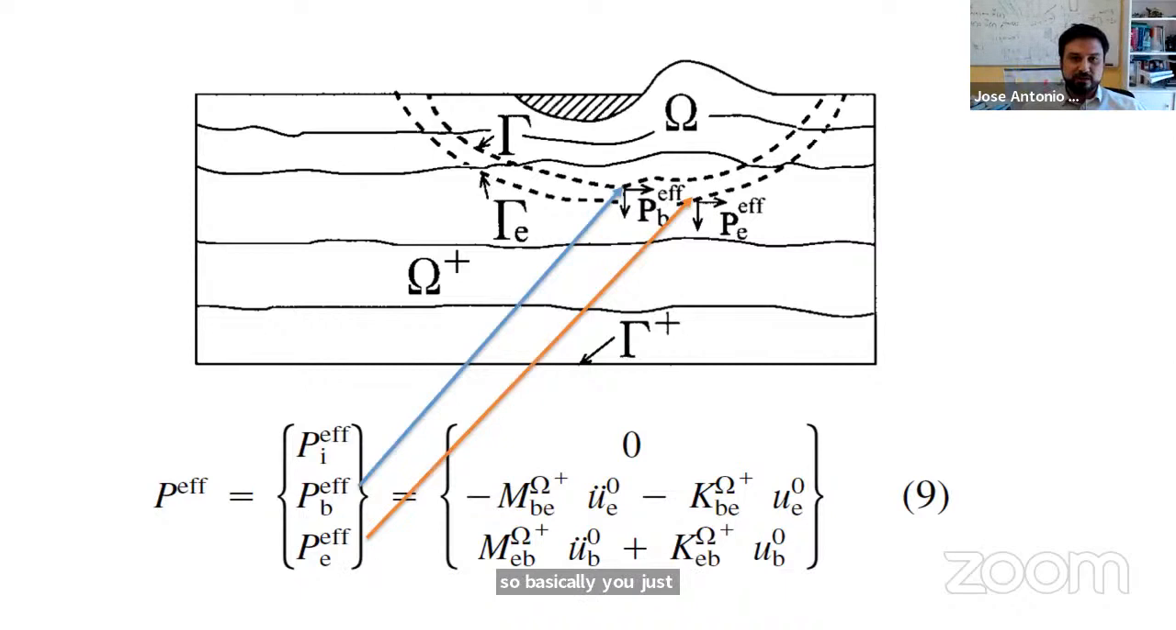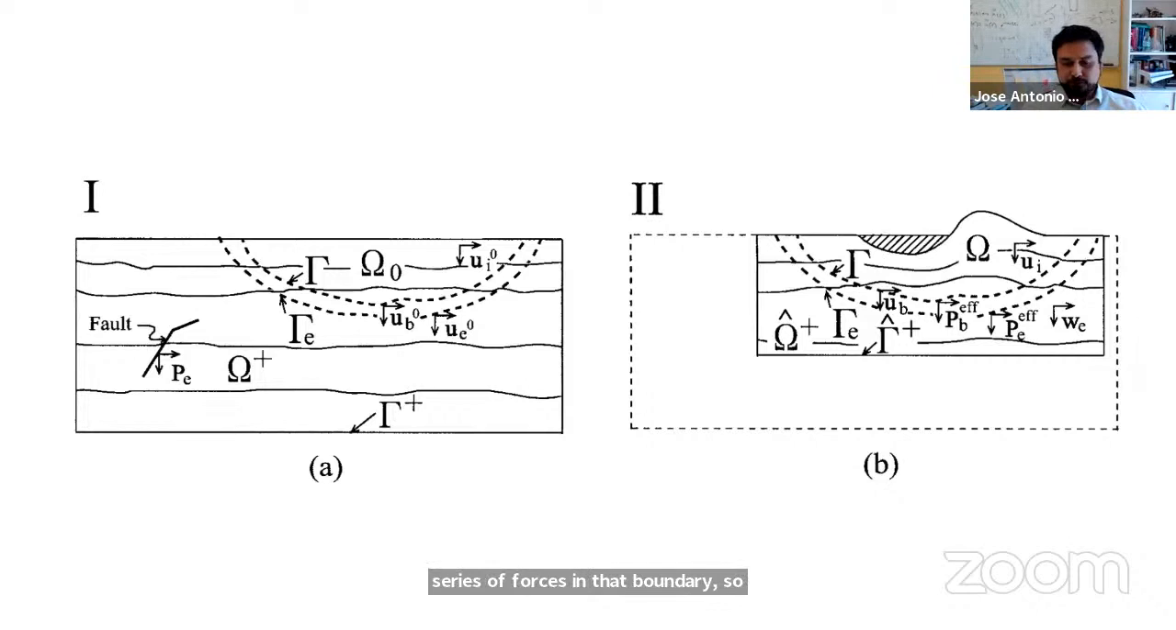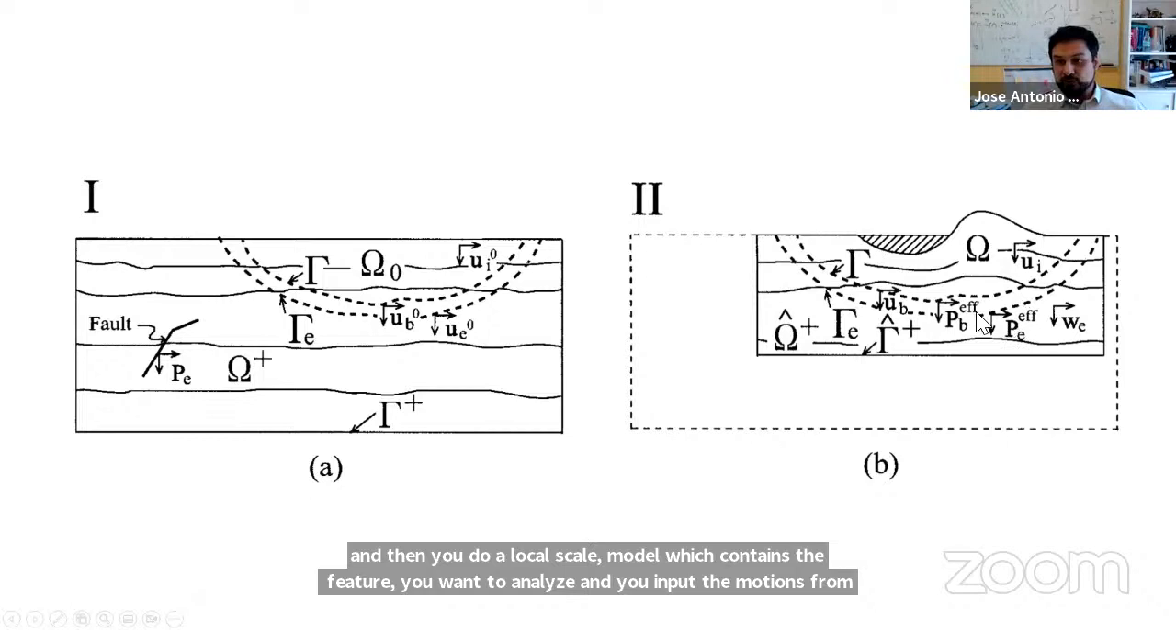So using DRM is a two-step process. You first simulate your regional wave field. So you do some simulation to produce the earthquake at the fault, propagate some waves into a domain which does not contain the feature that you want to analyze. And then you do a local scale model, which contains the feature you want to analyze, and you input the motions from the regional scale model into the local scale model by using these equivalent forces.